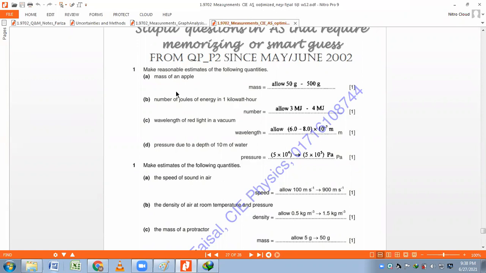For example, here they've given the mass of an apple as an unrealistically large range. But try to understand what I mean. If you have ever bought a kg of apples, how many apples usually make 1 kg? How many of you have any idea about this?